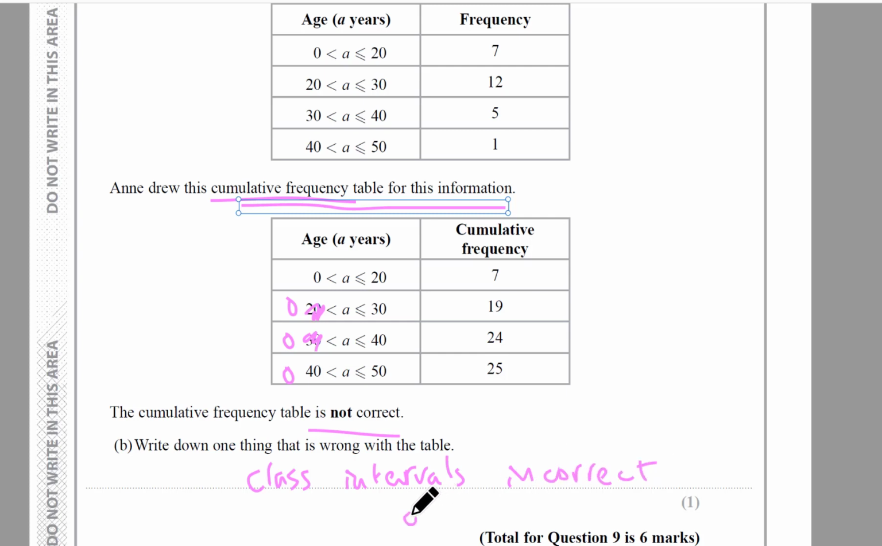Incorrect, should be 0A to 20, to 30 and so forth.